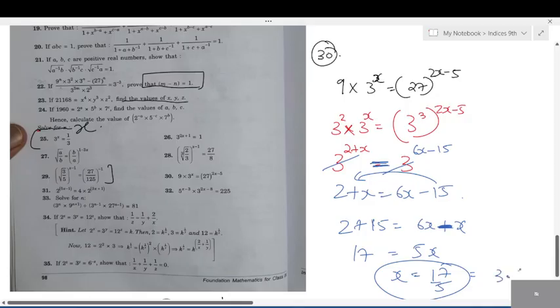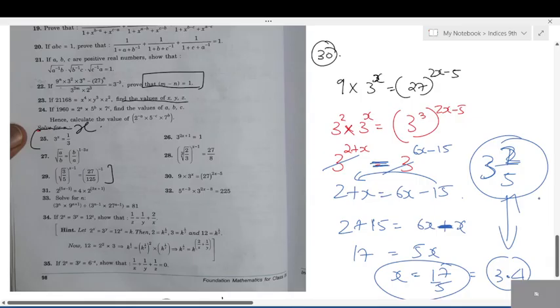all of you got 3.4. Check the answer in the textbook, students. 3 square, is it correct? 3 to the power of x. 3 to the power of 3 into 2x. What's the value? Is it 3 1 by 2? 3 1 by 5? Yeah, 3 2 by 5. I think for both you'll get marks. You write 3 2 by 5 or 3.4, you'll get the answer.